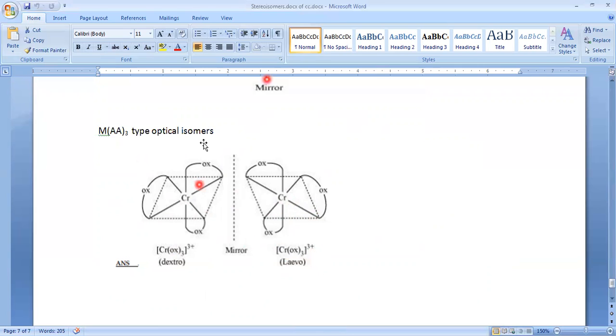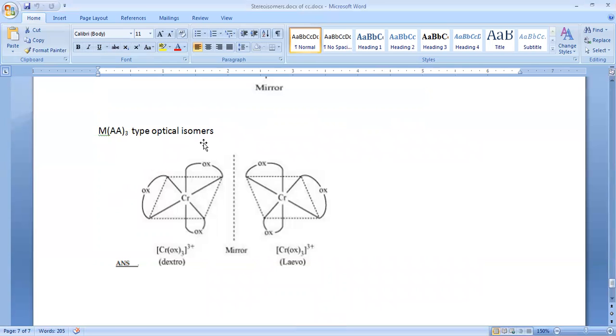Okay, so I hope you have understood this. With this we have completed coordination compounds. In coordination compounds, so far we have discussed nomenclature, then calculation of the oxidation state of the central metal atom, and then we have studied three theories.